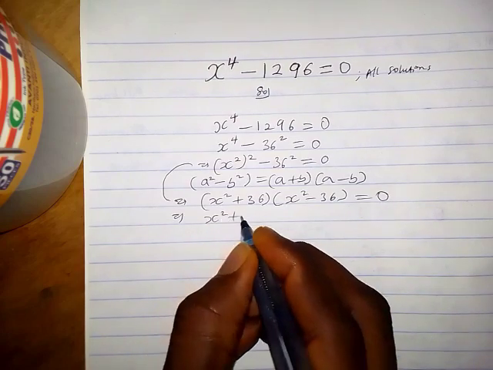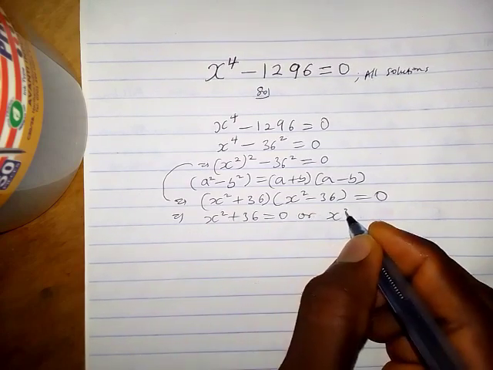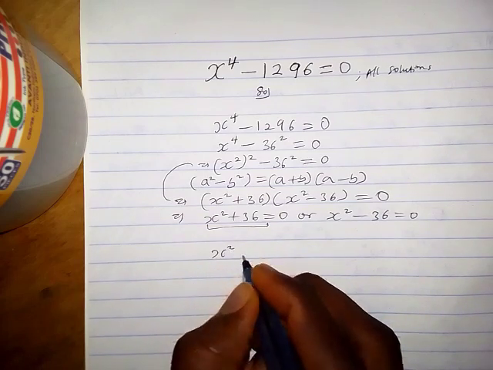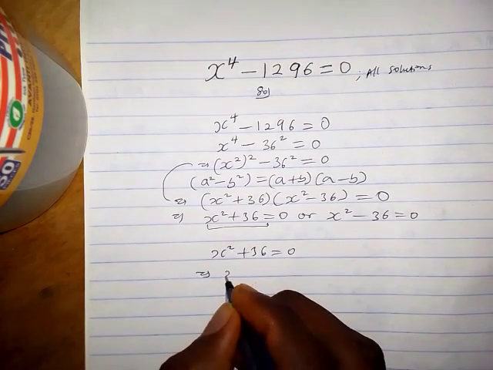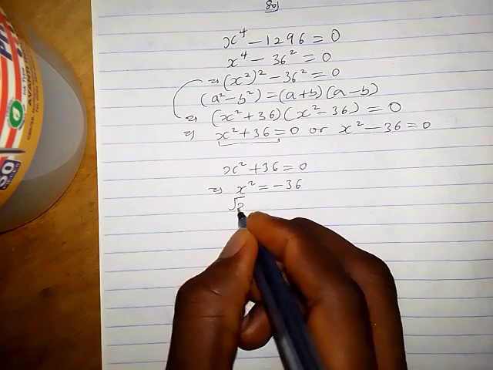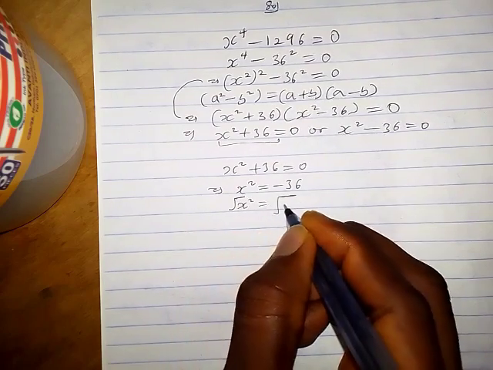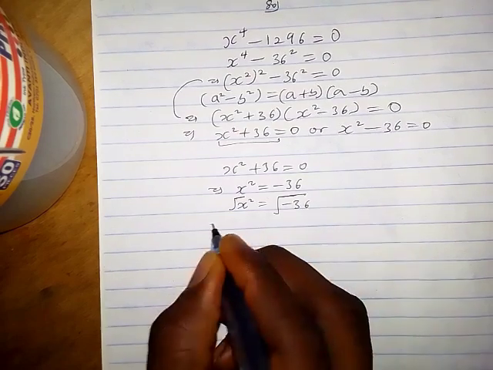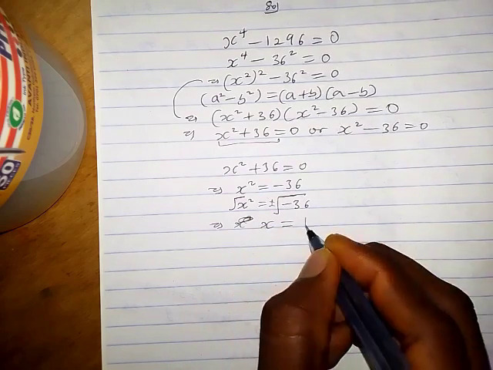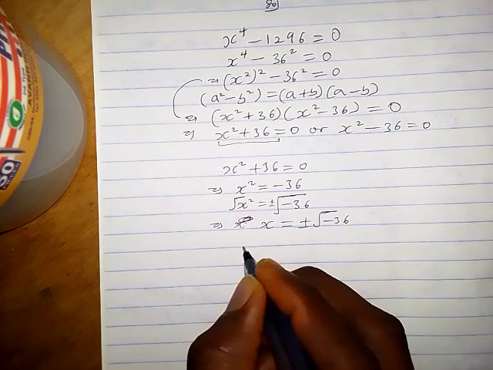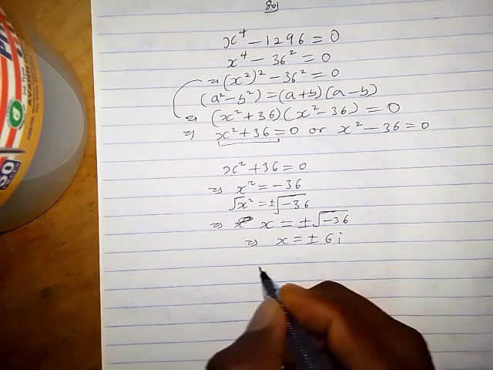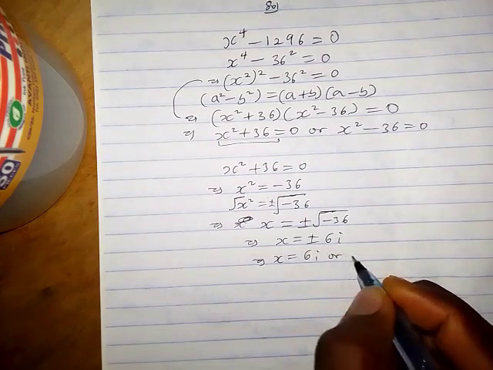Let's proceed further. We have x squared plus 36 equals 0, or x squared minus 36 equals 0. Let's consider this case first, when x squared plus 36 equals 0. This implies x squared equals minus 36. Let's take the square root of both sides. We have the square root of x squared equals the square root of minus 36, which implies that this is plus or minus. So we have x equals plus or minus the square root of minus 36. This is a complex solution. So we have x equals plus or minus 6i, which implies x equals 6i or minus 6i.